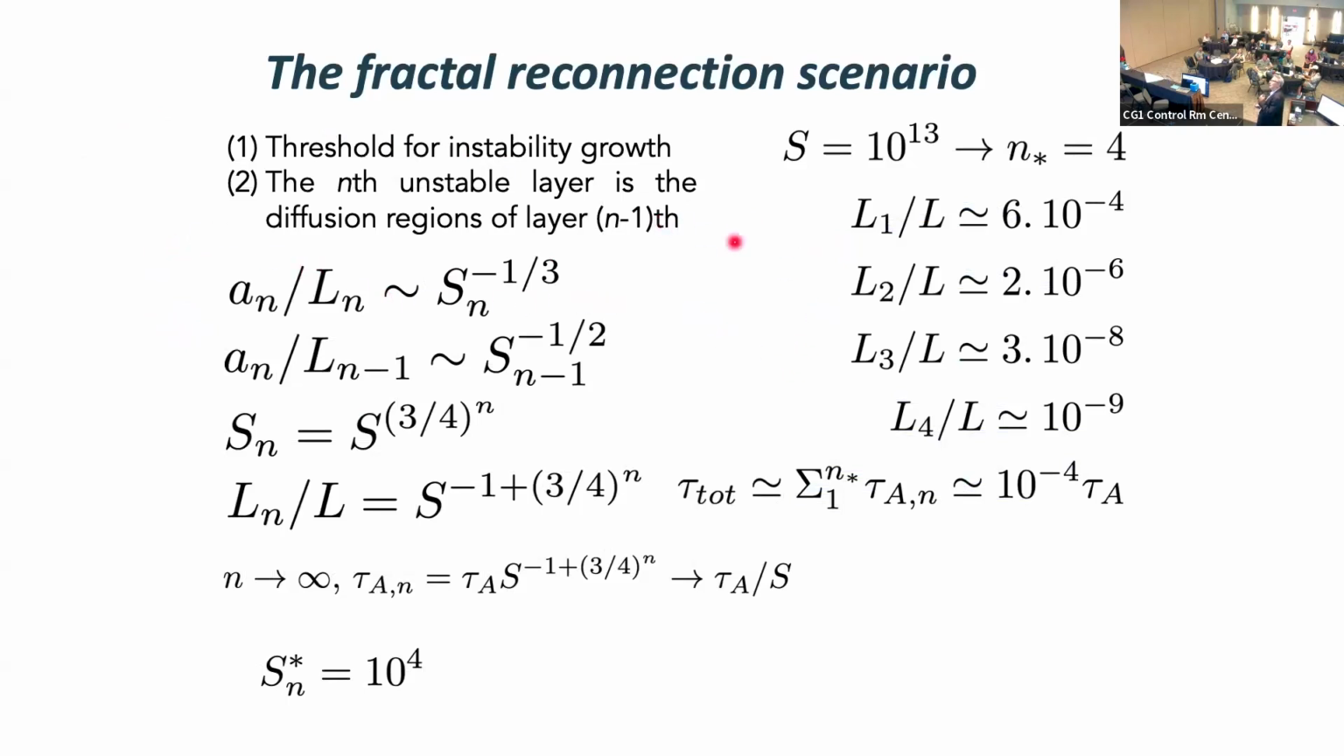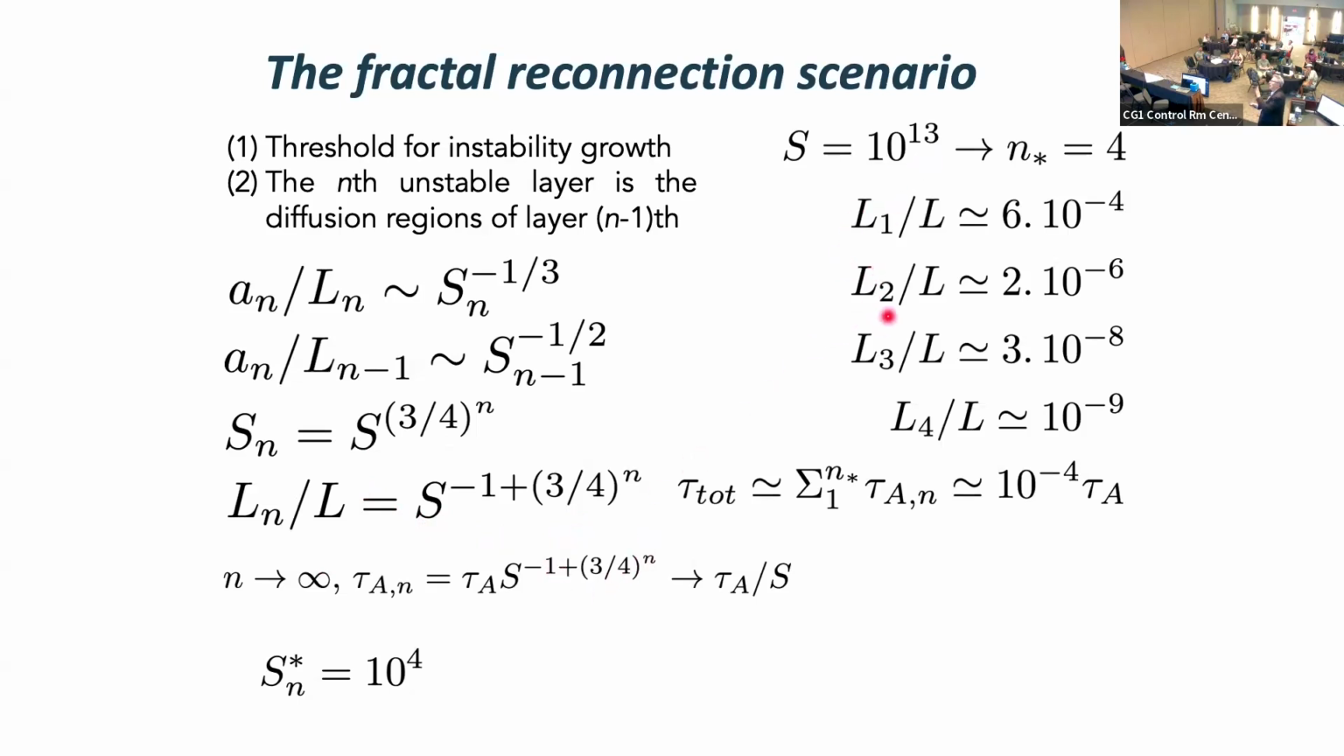Threshold for instability is A over L, scaling like S to the minus 1/3. The nth unstable layer is the diffusion region of the (n minus 1)th. So A_n over L_n is S_n to the minus 1/3. A_n over L_(n minus 1) is S_n to the minus 1/2. S_n goes like S to the (3/4) to the n, which is a hypergeometric. L_n over L goes like S to the minus 1 plus 3/4.